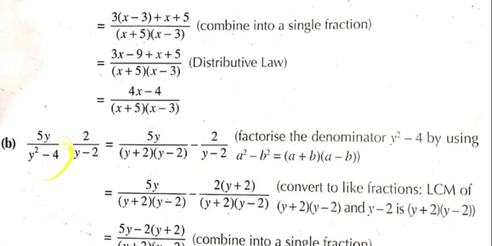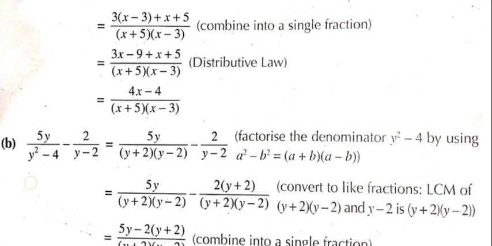Right. So for this one, how are we going to do it? Are we going to do it the same way? Times y minus 2 to both here, and times y squared minus 4 to both here. That will be too complicated. That will form a y cube, y to the power of 3. Right? Can you tell? So we are going to avoid that.